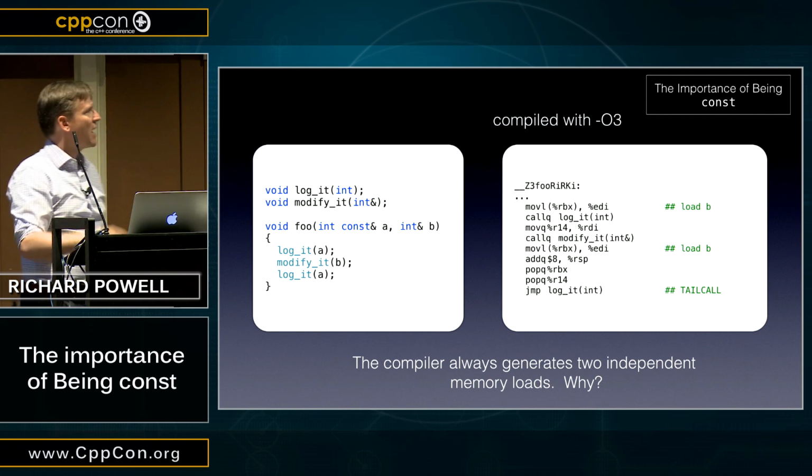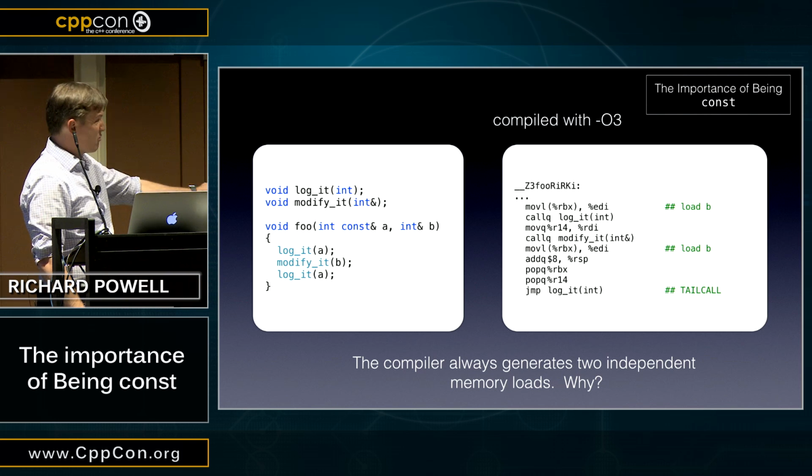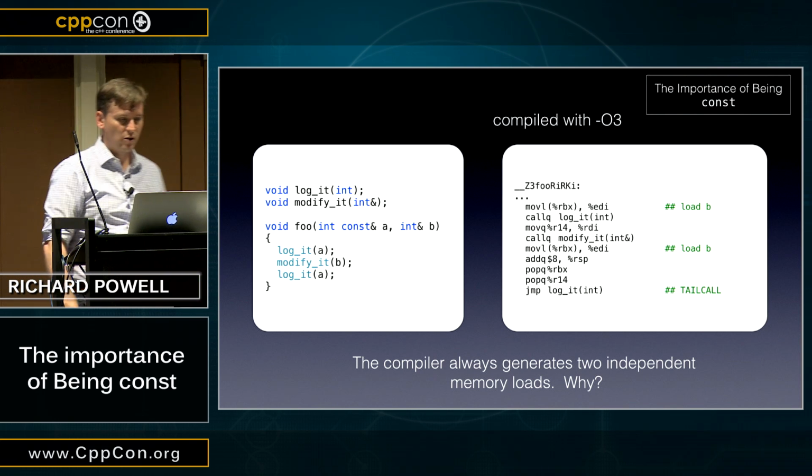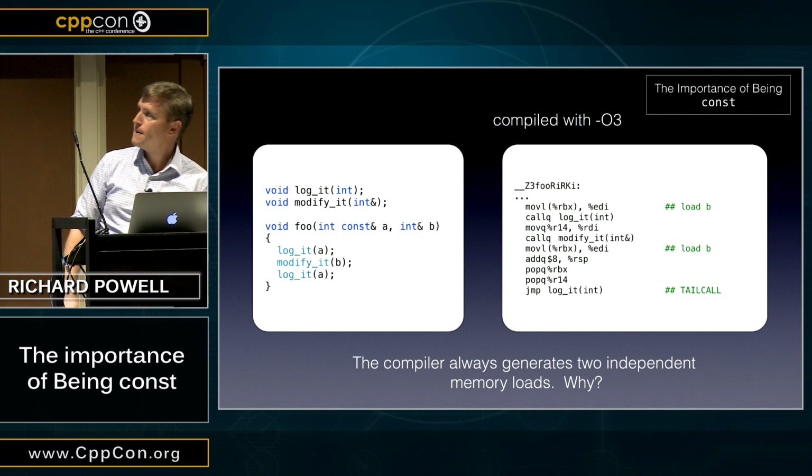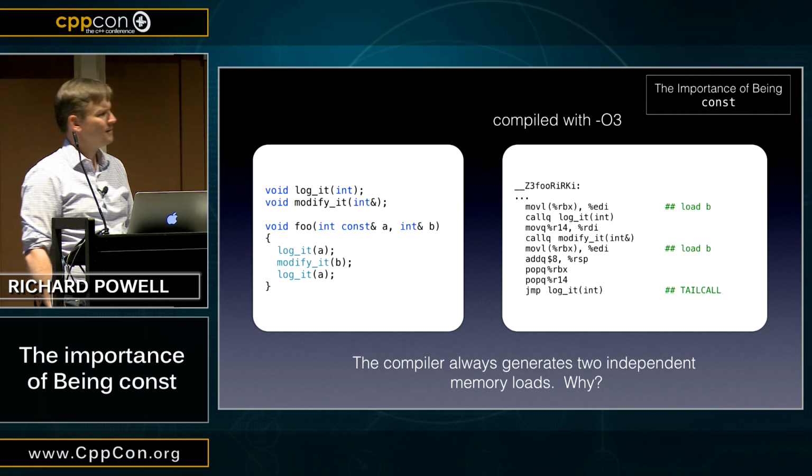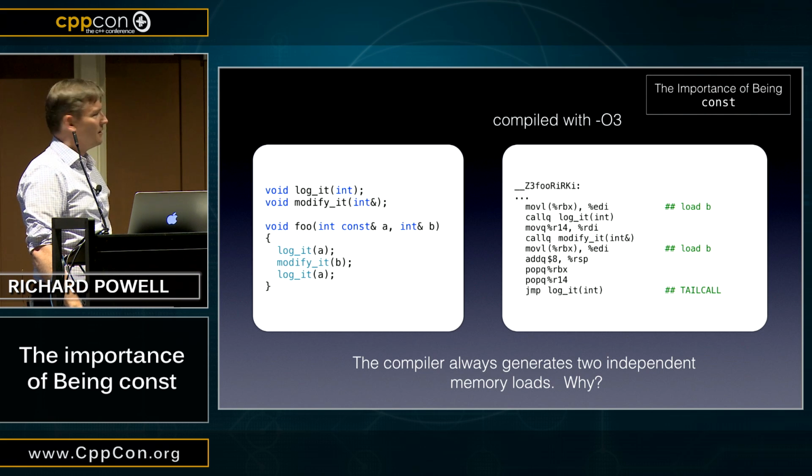I must not have set my compiler values high enough. Let me crank up the optimizations to level 3, and that should get rid of the double loads. It should only need to load it once. No, the compiler still generates 2 independent memory loads. Why is that?